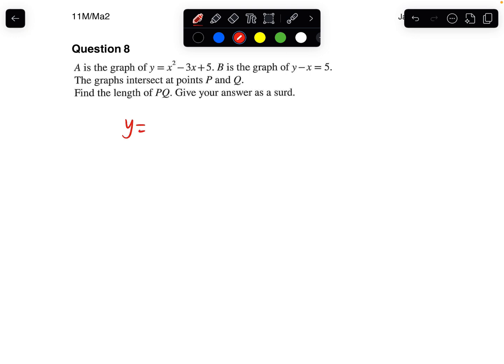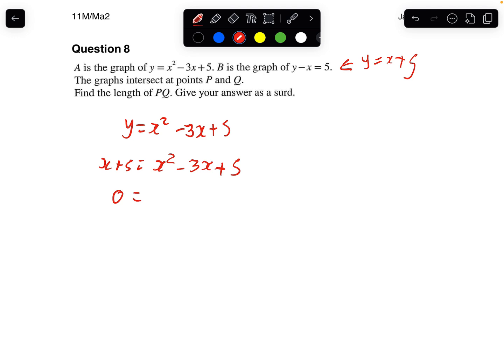So I've got y is equal to x squared minus 3x plus 5. This one I can rearrange to y is equal to x plus 5. So x plus 5 is equal to x squared minus 3x plus 5, setting them equal to each other. If y is equal to this and y is equal to this, then I am fine. I can now subtract 5 and x from both sides to get 0 is equal to x squared minus 4x.